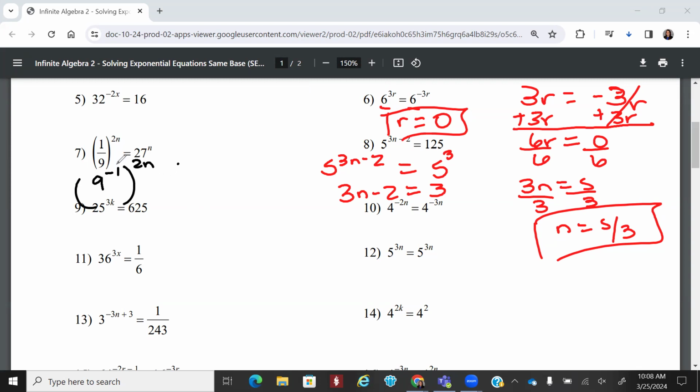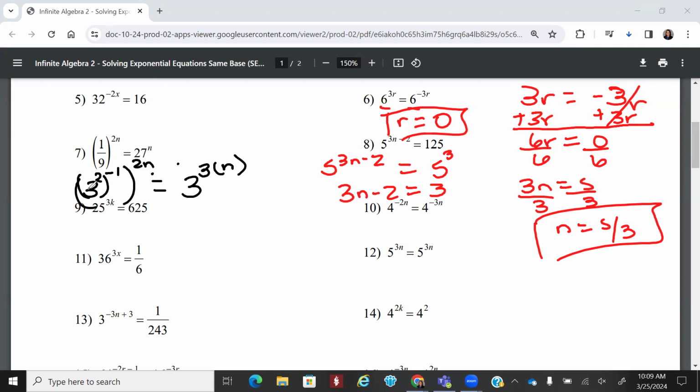Now, can I raise 9 to some power to get 27? No. So I need to change this base to a smaller number. I can change this to 3 to the second power raised to the negative first, equal to 3 to what power would give me 27? 3 to the third power would give us 27. Now we have the same bases.